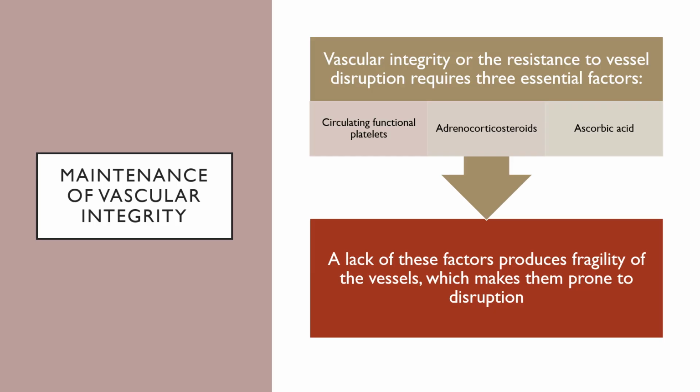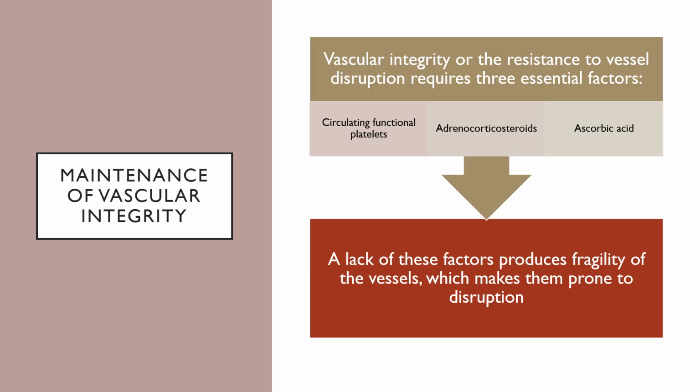The very first thing we need are circulating functional platelets. We need enough platelets and we need them to function properly. When we have things like platelet disorders or decreased platelets, we run into problems with regard to hemostasis.